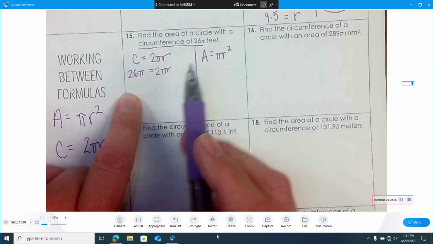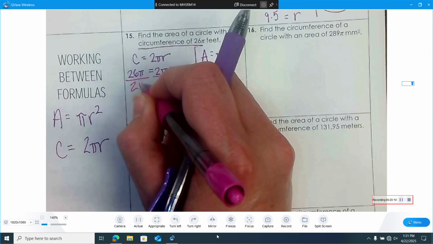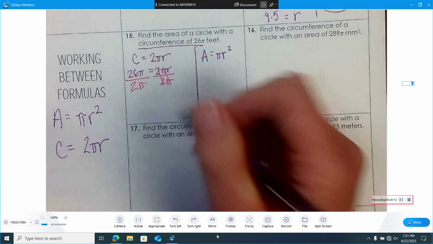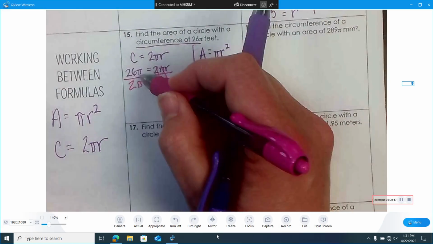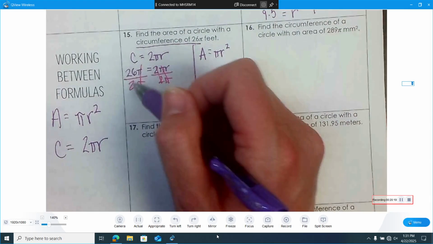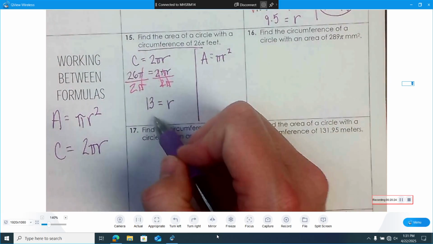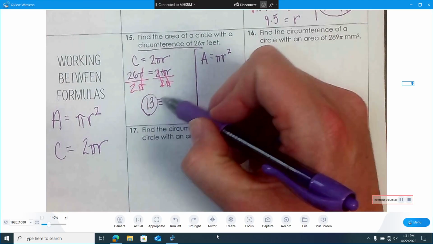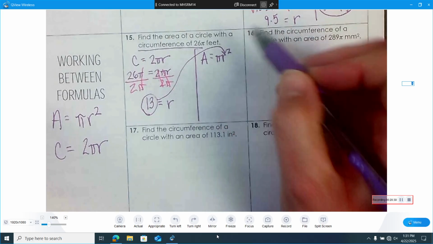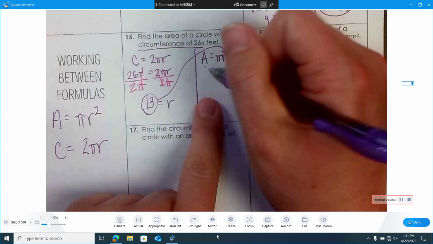How are we going to figure out the radius? Divide by 2 pi. So those cancel out, and we get the radius equals 13. Good. The pi's reduce, and 26 divided by 2 is 13. Now, I get to take this number for the radius, 13, and drop it in so that we can figure out the area of that particular circle. Okay? So, find the area.